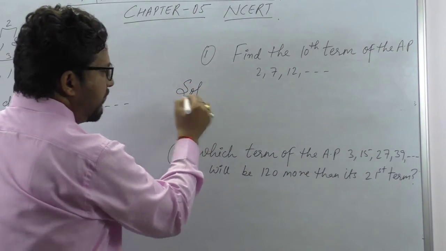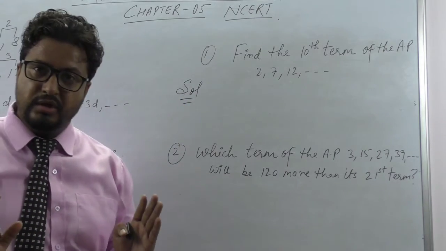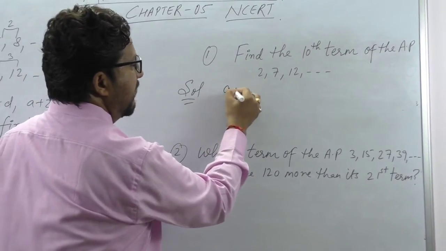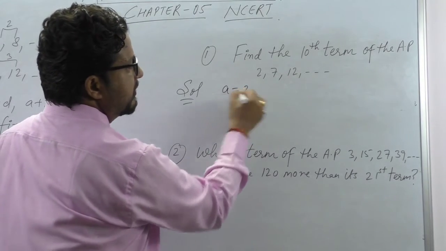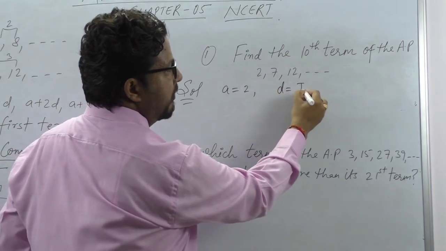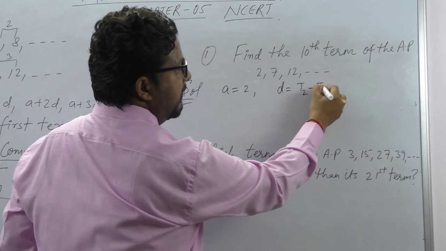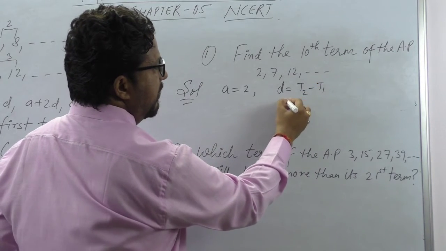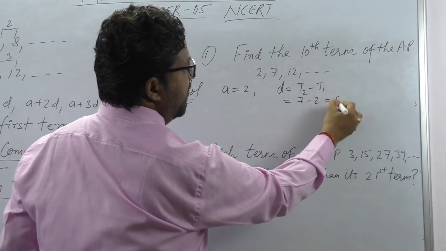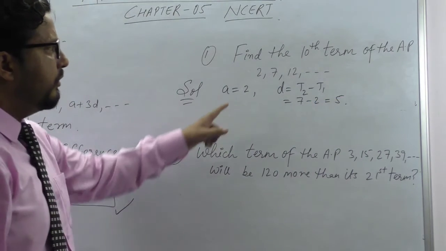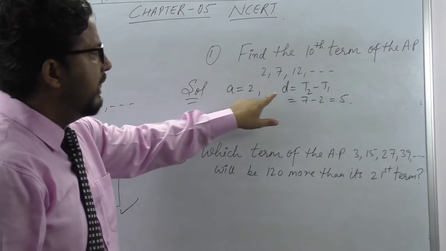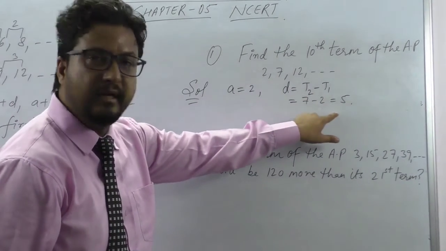Easy. Always keep in mind, when we solve a question, we must write the given first. Here we already know the first term is A. How much is the value of the first term A given to you? 2. And to find the common difference, we take the second term minus the first term. If you notice, the second term is 7, and the first term is 2, so your answer will be 5. So you easily come to know the first value is 2, and the common difference is second term minus first term, that is 5.